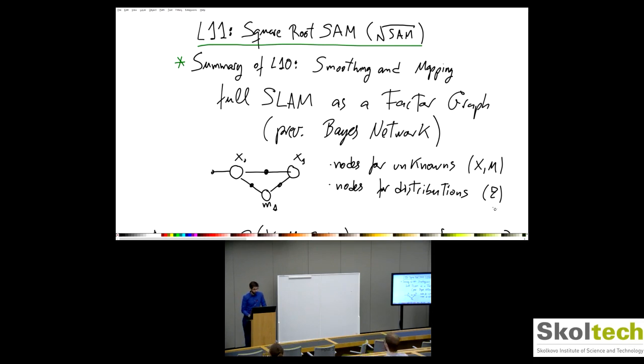Today we are going to continue with the previous topic that we discussed on Tuesday about smoothing and mapping. Today it's going to be about how we can calculate things efficiently, right? So you will see later why this lecture is titled Square Root Smoothing and Mapping.